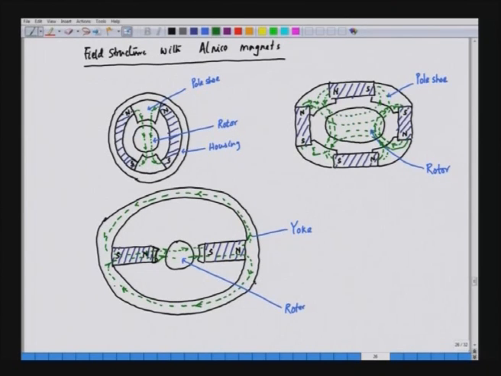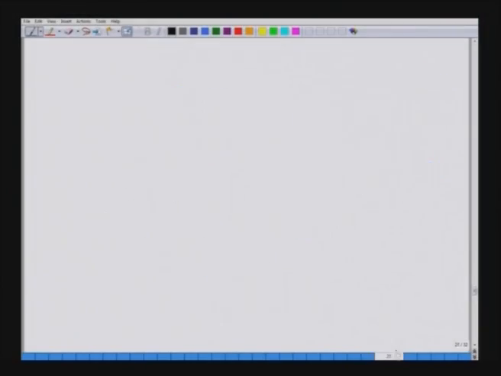So, these are the structures of the field for Alnico magnets. Alnico magnets are basically long magnets. Whenever they are used in electric machines, they are used as long magnets. Now, let us see the ferrite magnets. Now, we will see the field structure with ferrite magnets.